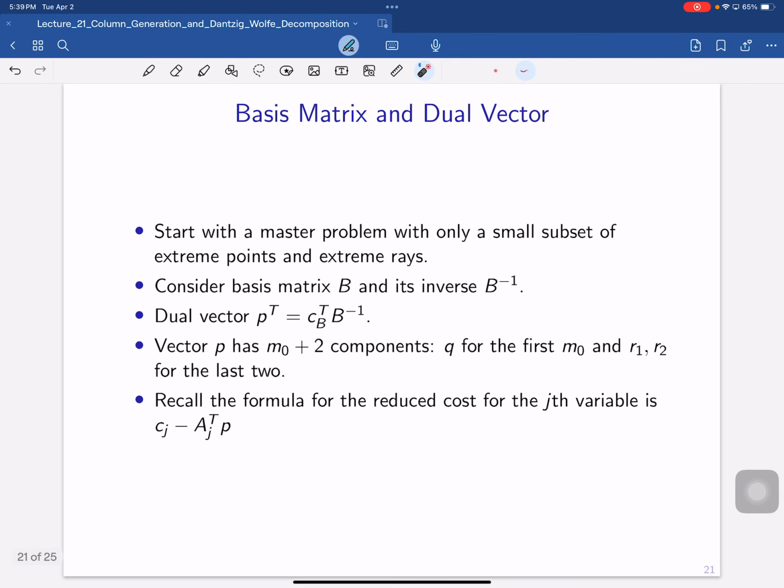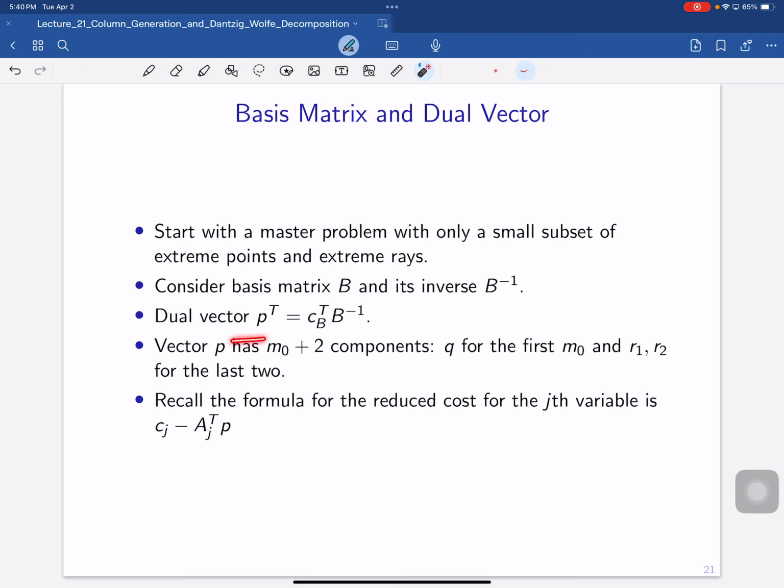Yeah, so essentially you are going to do the same thing as I told you in the column generation methods. We will start with a master problem with a small set of extreme points and extreme rays. How to get a feasible one could be application dependent, right? You probably know, for your application, how to get a feasible solution to start with. And now we consider a basic matrix. Of course, the optimal solution is obtained at a basic matrix.